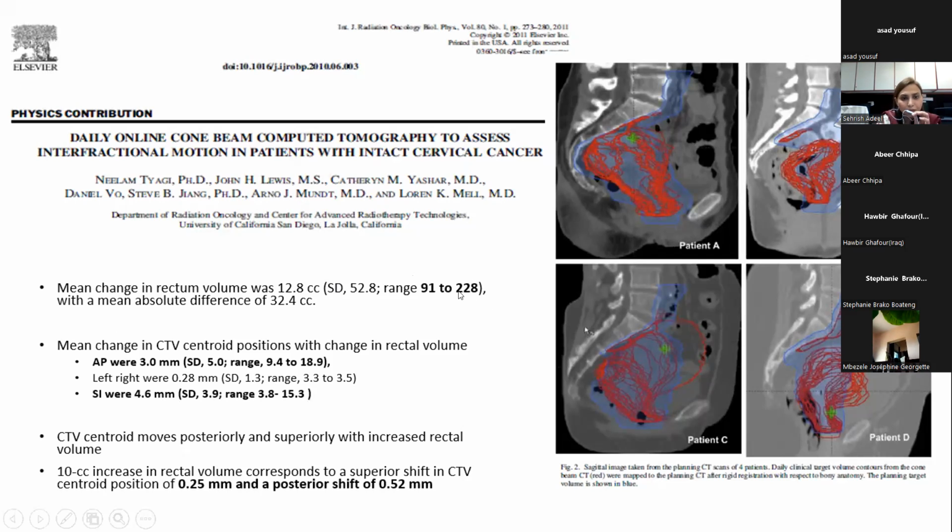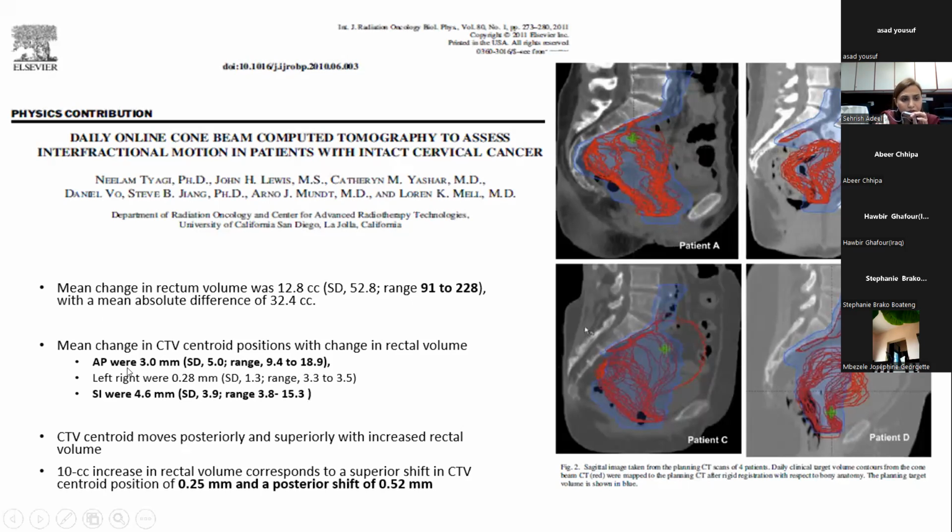228 cc is a big number, and this much change in the volume of the rectum can make a major difference. So the mean change in the CTV centroid position with the change in the rectal volume. This CTV centroid position is the center of the CTV, this uterus volume. According to them, with the change in the rectal volume, the CTV moves in all three directions, but majorly in the anterior-posterior direction and the superior-inferior direction.